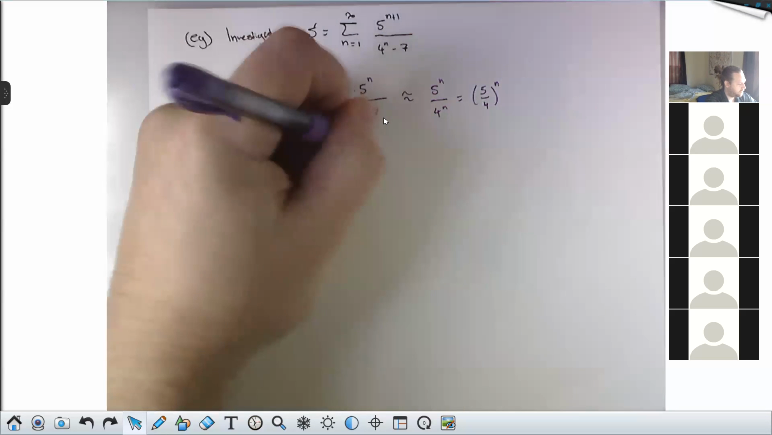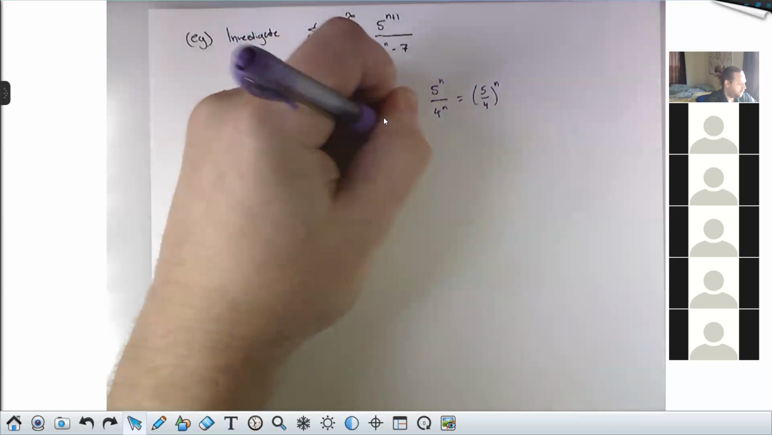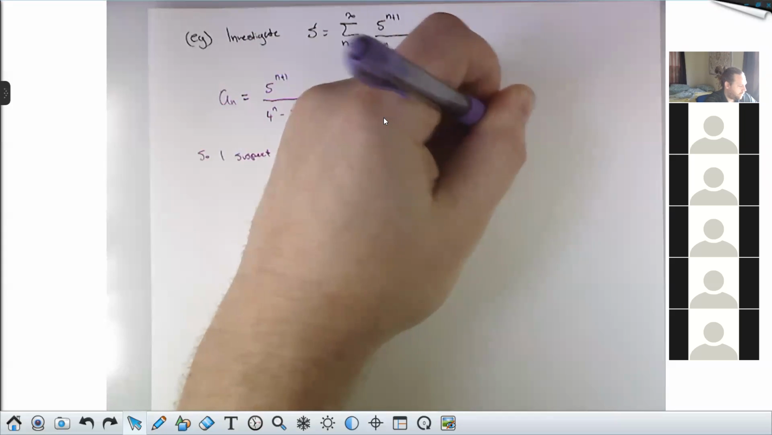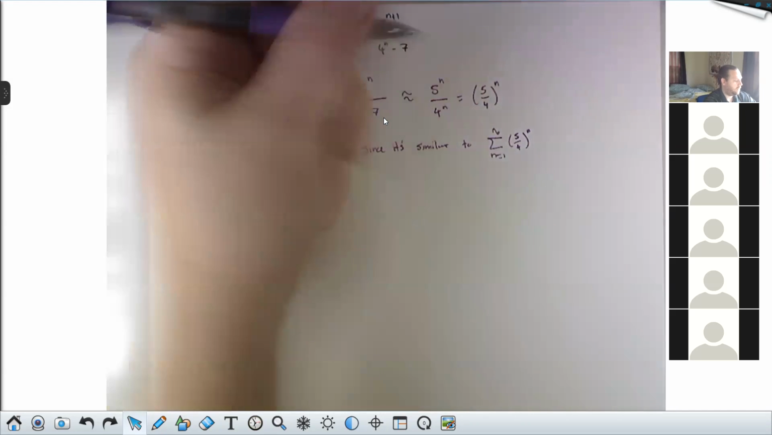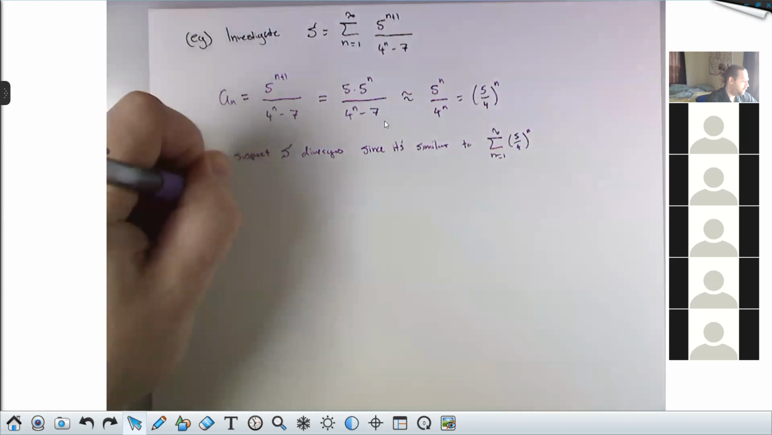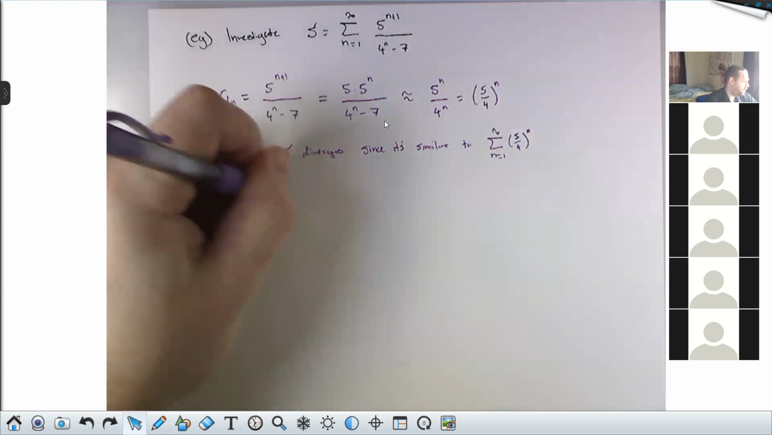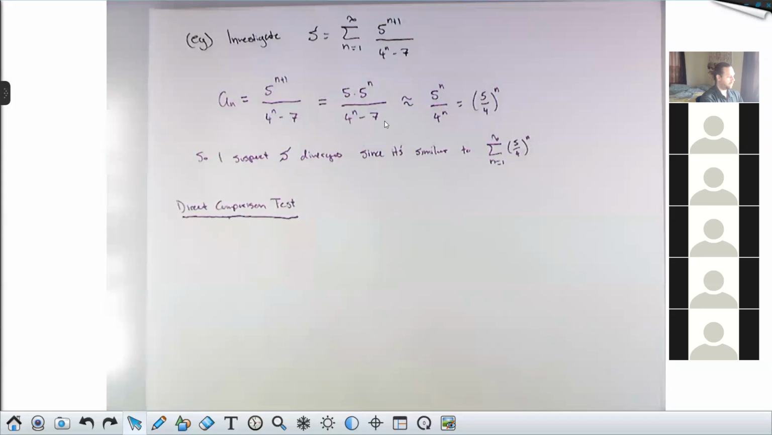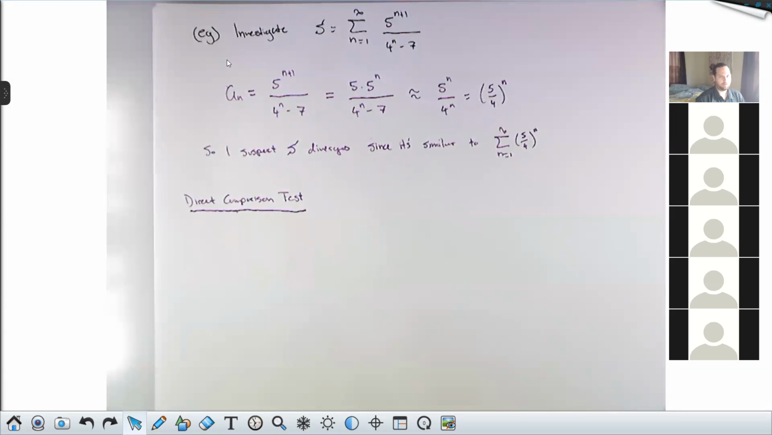I suspect S diverges since it's similar to sigma n from 1 to infinity, 5/4 to the n, which is a divergent geometric series, right? That's a geometric series with a common ratio of 5/4, which is bigger than 1. Now, I could get there with a limit comparison. We absolutely could. But I'm lazy and want to do a direct comparison, because I see the inequality right away. And I want you guys to start seeing the inequalities right away also. Is my guy, my 5 to the n plus 1 over 4 to the n minus 7, bigger or smaller than this guy?